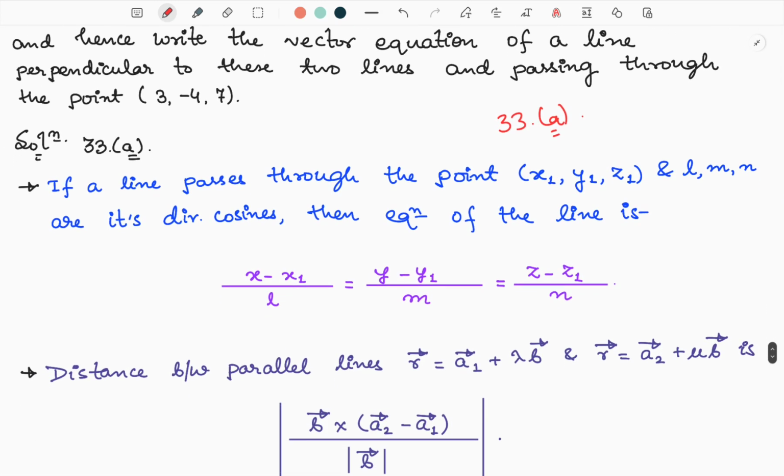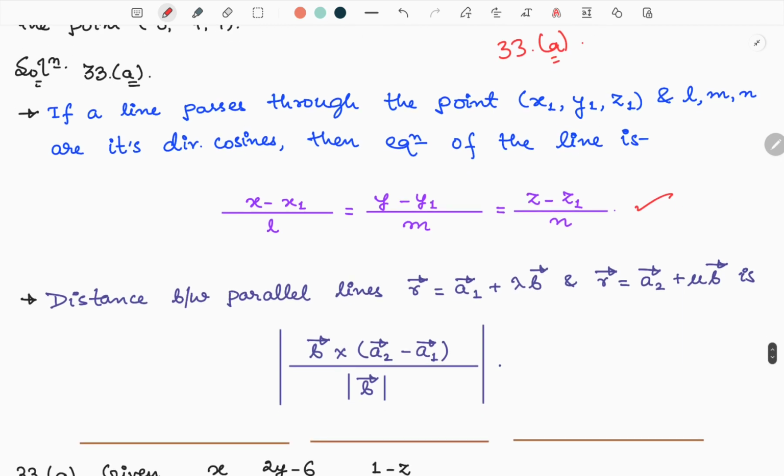So if the equation of a line passing through the point x1, y1, z1 and l, m, n are the direction cosines, then the equation of the line is given as (x minus x1) upon l, (y minus y1) upon m, and (z minus z1) upon n. And another formula that we are going to need is that if the equations of two lines are given in vector form, the distance between those two parallel lines is modulus of b vector cross (a2 minus a1) divided by modulus of b vector.